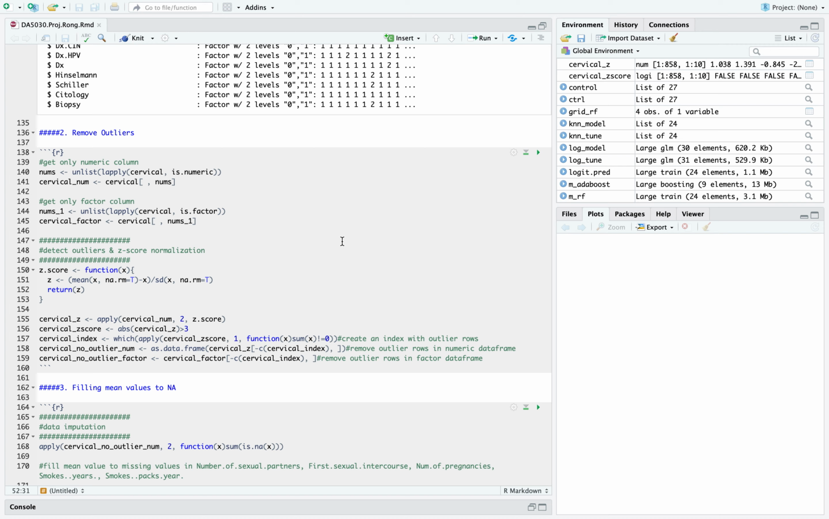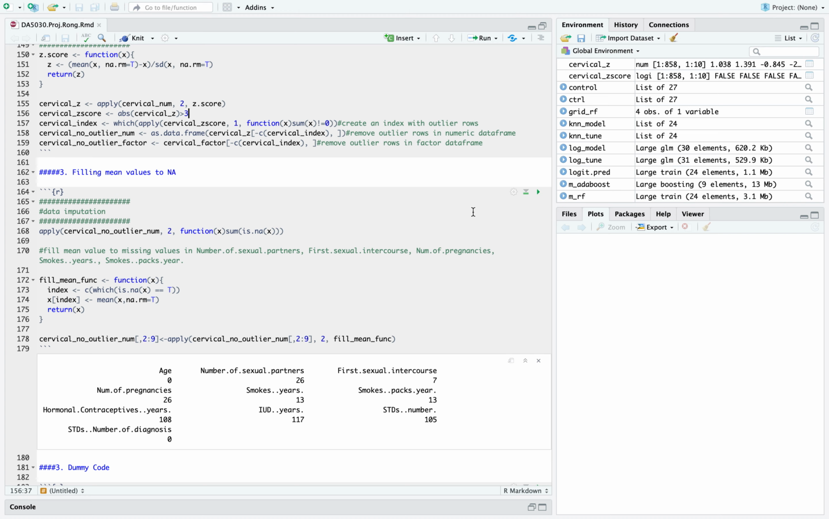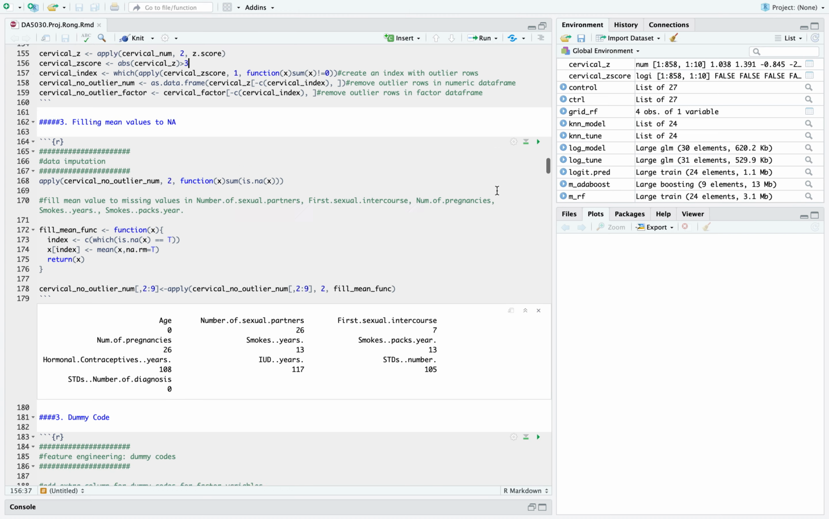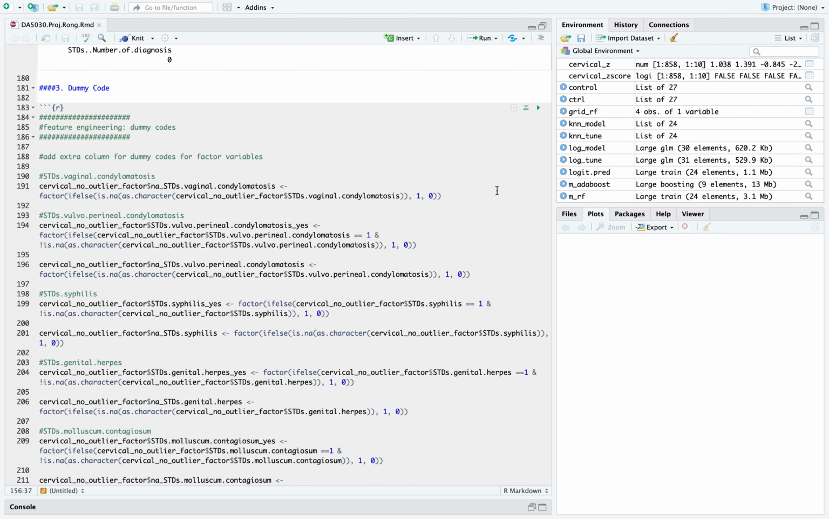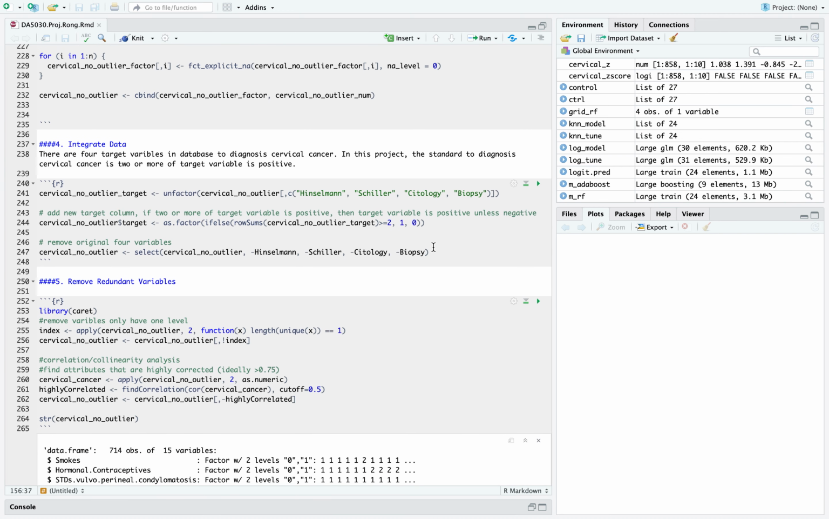Then I tried to find outliers and remove them. So I did normalization, the z-score normalization here. I removed all records whose absolute z-score is larger than 3, and I also filled the missing values with the mean in the numeric columns. Because there are a lot of NA values in my factor variables, I created dummy codes for them, like I said before.